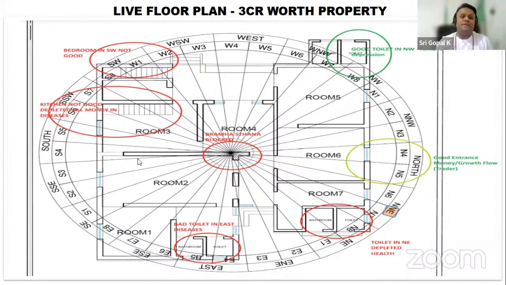Now, another two important points I saw over here: in the south southwest direction there was a kitchen. If the kitchen or the fire element is present in the south southwest direction, can anybody tell me right now what the south southwest direction represents? If you remember, I just talked about it.